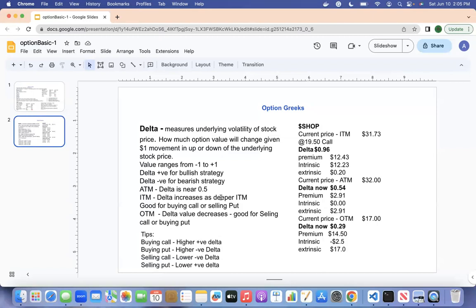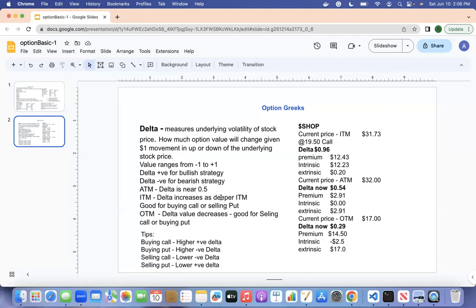So let's take an example here. I'm showing Shopify. The stock price right now is $31.73. And you bought a call at $19.50. So you see that you had a call at $19.50, which is below the market price. So you are already in the money, and it's actually deeper in the money. And you will see the delta value is very high, close to 1. So the delta value in this case is 0.96, which is close to 1. And the premium is $12.43. So the premium is what you paid to buy this.